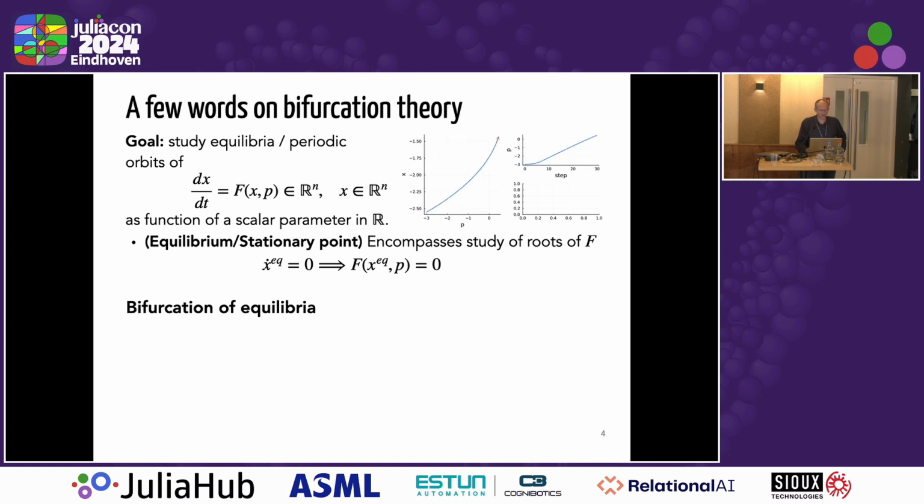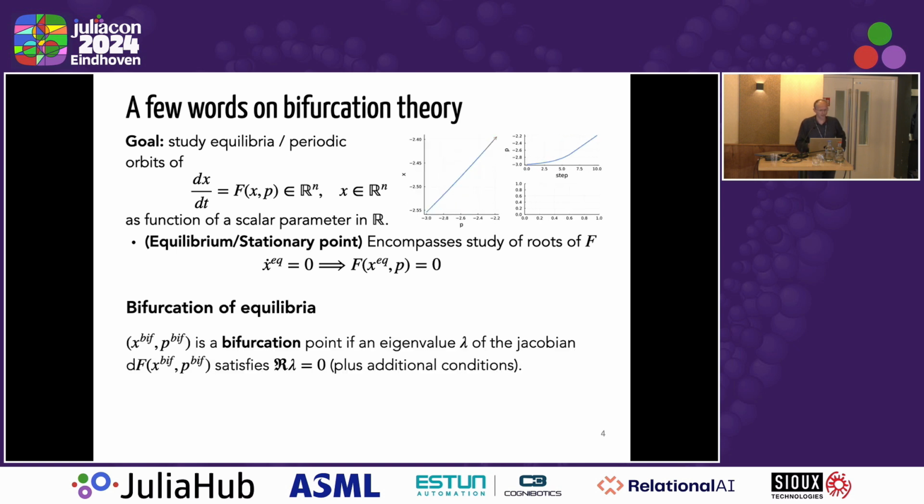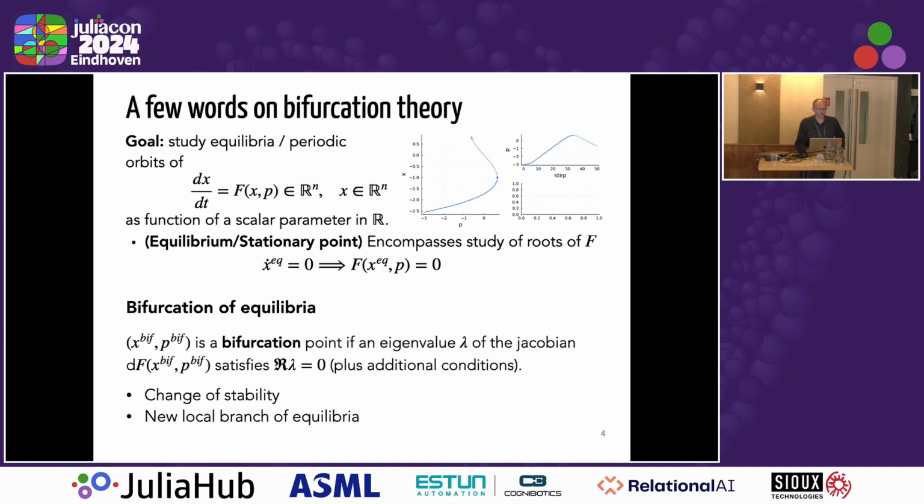Now the question is whether those equilibria are dynamically stable or not. The mathematical result is basically that for a specific value, p_bif is a bifurcation point if there is an eigenvalue of the Jacobian with a zero real part. Why is that? Because usually when you have this, you have a change of stability of the equilibria. For example, you give birth to oscillations, or you have a new local branch of equilibria nearby. Here in the video, I did this for you.